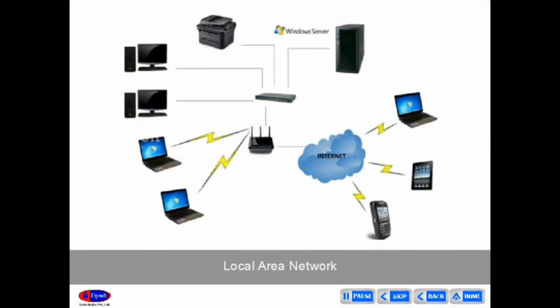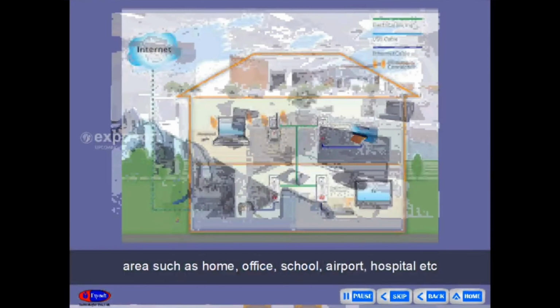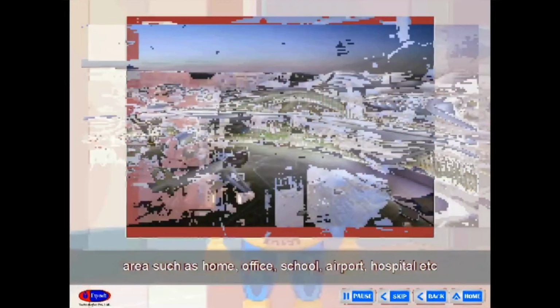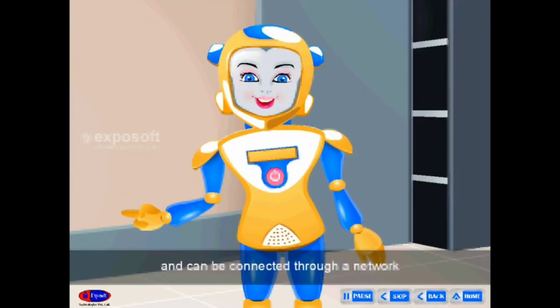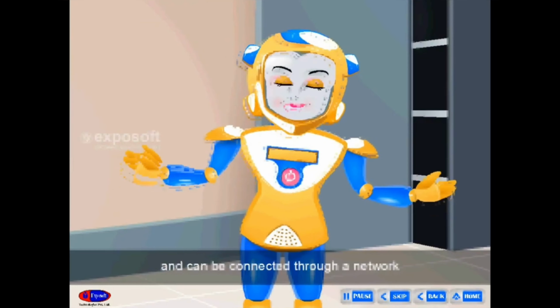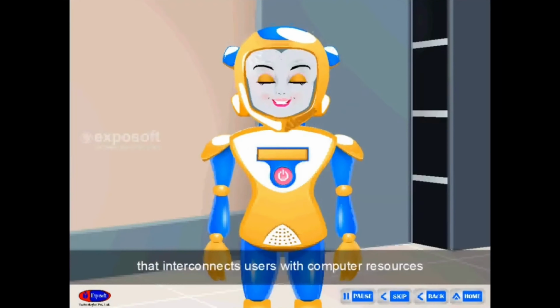LAN, Local Area Network. It is a computer network covering a small physical area such as home, office, school, airport, hospitals, etc. It covers different locations in a firm and can be connected through a network. MAN, Metropolitan Area Network, is a large computer network that interconnects users with computer resources in an entire city or a large campus. MAN is larger than a LAN.